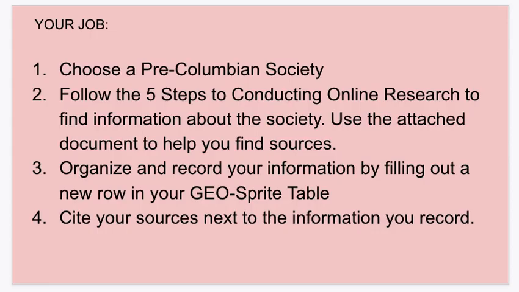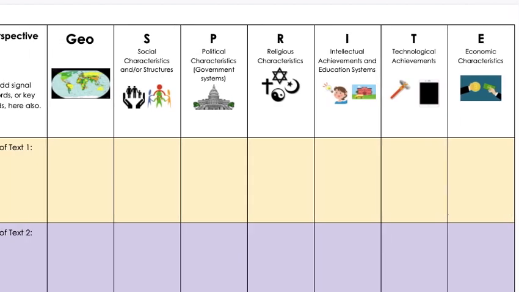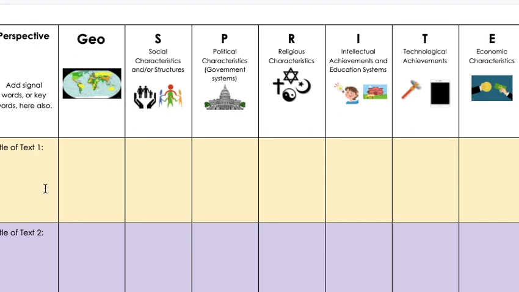After you've done some exploring and looked for some information, you are going to organize and record the information you find by filling out a new row in your GeoSprite table. All of you should have a GeoSprite that looks like this. Saved in your Google Docs. Today what you're going to do is add the name of the society that you choose right here. That would be, maybe I'm going to do the Maya. And then each of these boxes will be a place for you to record information that you find when doing your own research.